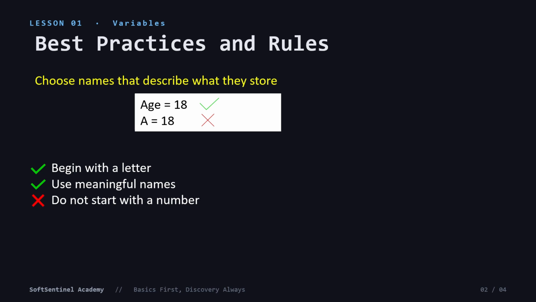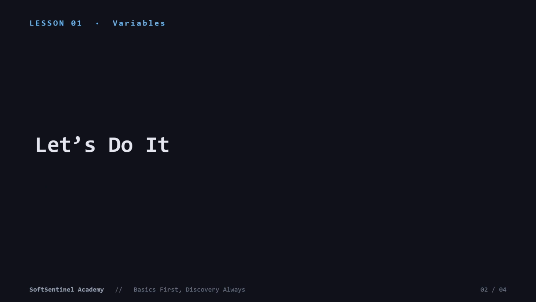So, three simple rules that you can follow. There are other rules or best practices, but the three that matter the most at this point are: begin your names with a letter, use meaningful names, and don't start with a number. When we write the code, you will see why we don't start with a number. So let's dive right in and do it.